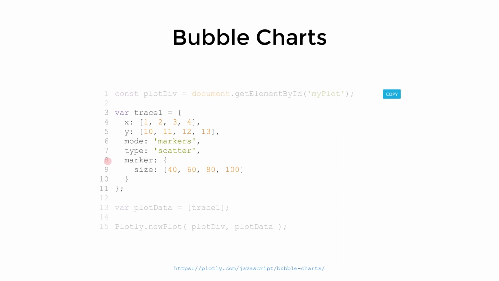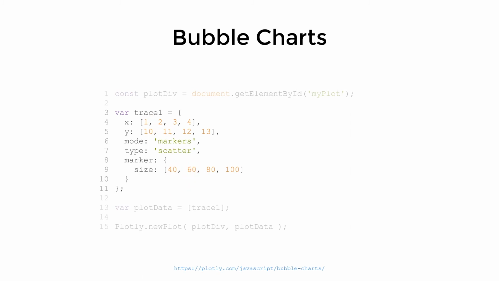And then finally, we have a new object called marker. So this is an object that is nested within our trace object. And we can see that that object has one property at the moment called size. Size represents the diameter of the individual marker. And we can see that we have an array which corresponds to the number of items in our x-axis, or the number of items that we're representing in our data. So the first marker will have a size of 40, the second marker will have a size of 60, and so on.